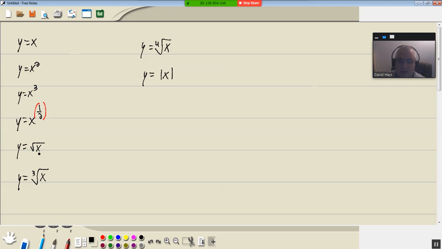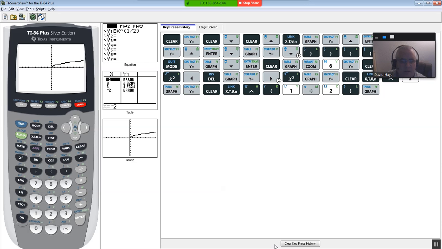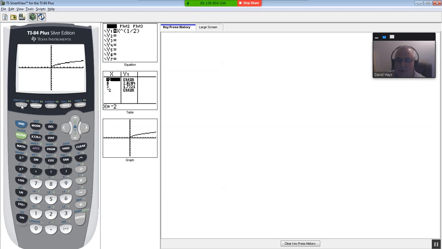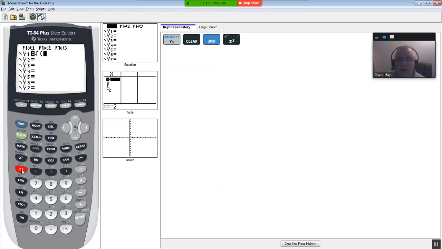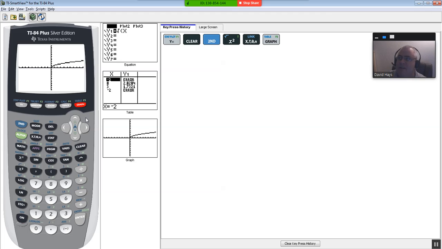Next one is the square root of x. Now I'm going to press my y equals, clear. The square root: some things are above buttons. You see above the x squared it says square root. So if I do second x squared, that'll put a square root on my calculator. And I put my x in, and then I'll push graph. Closing parentheses at the very end are optional. That gives the same graph as y is equal to x to 1/2, which it should. They are the same graph.